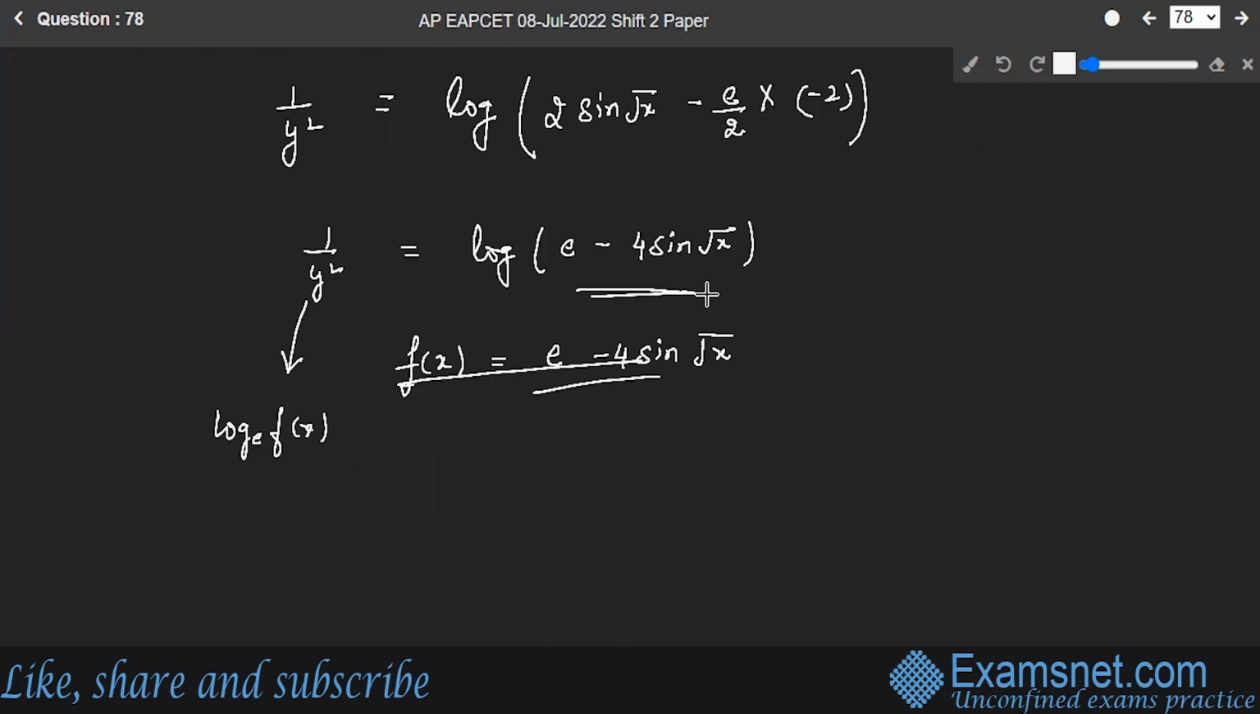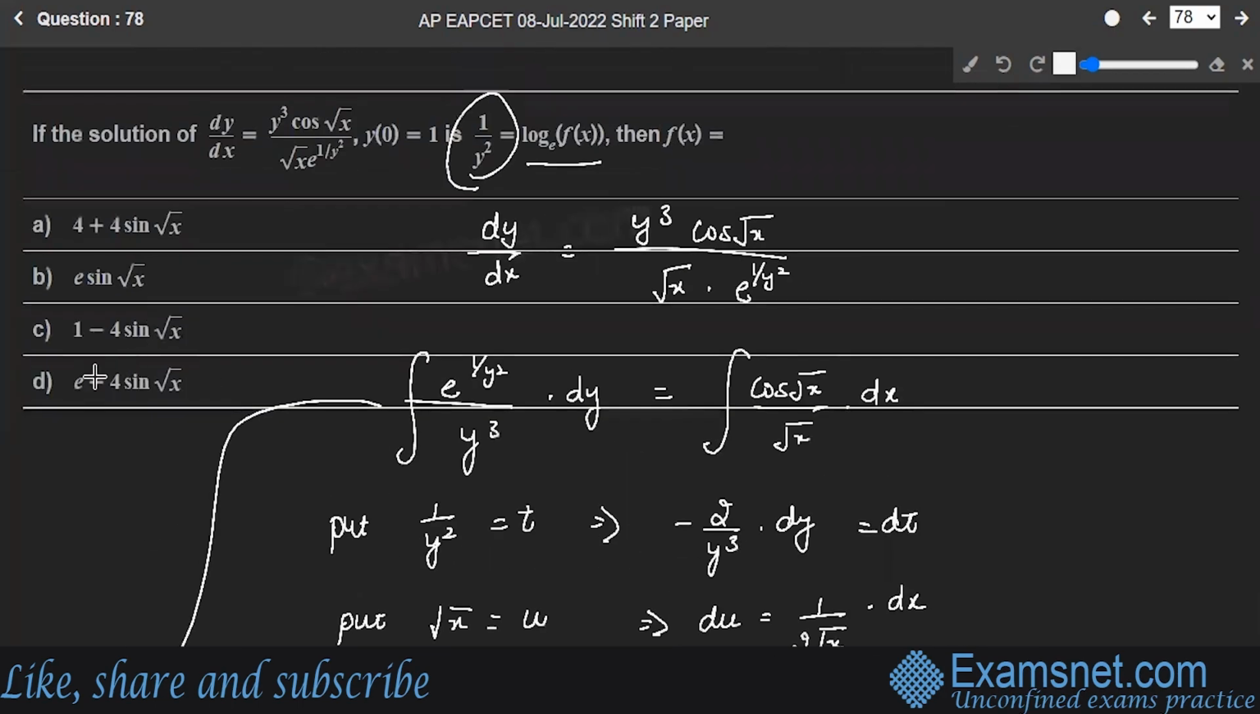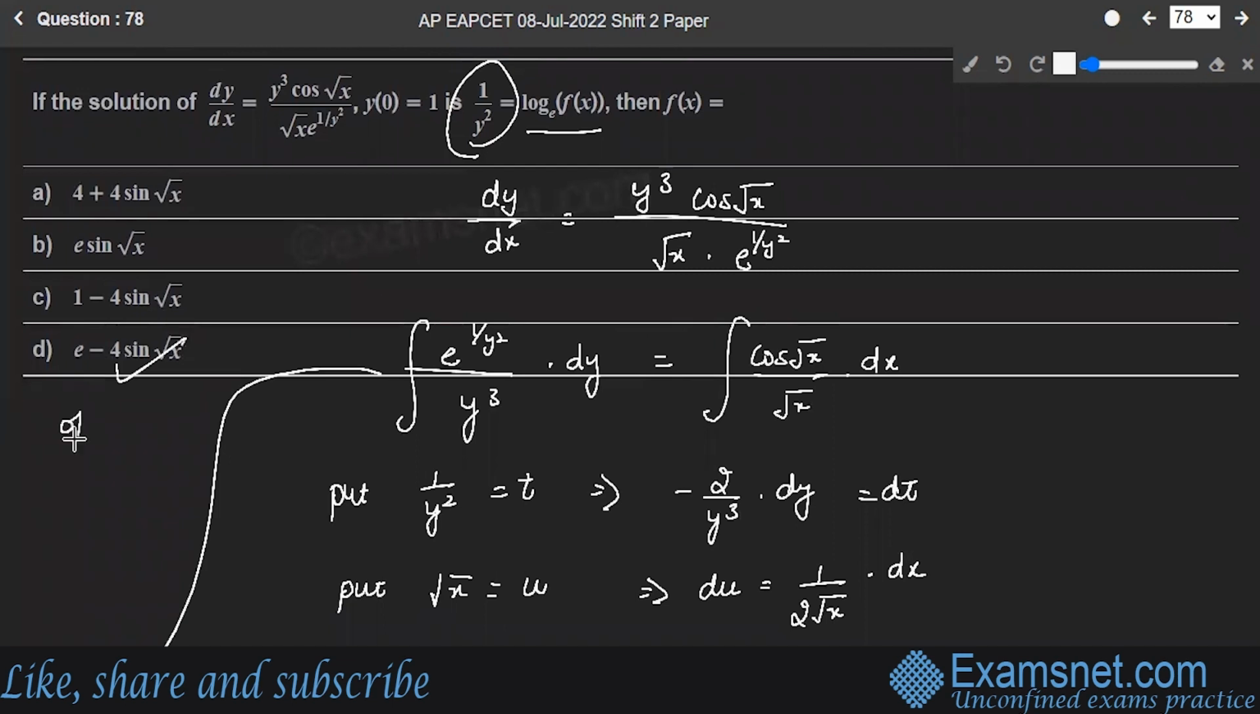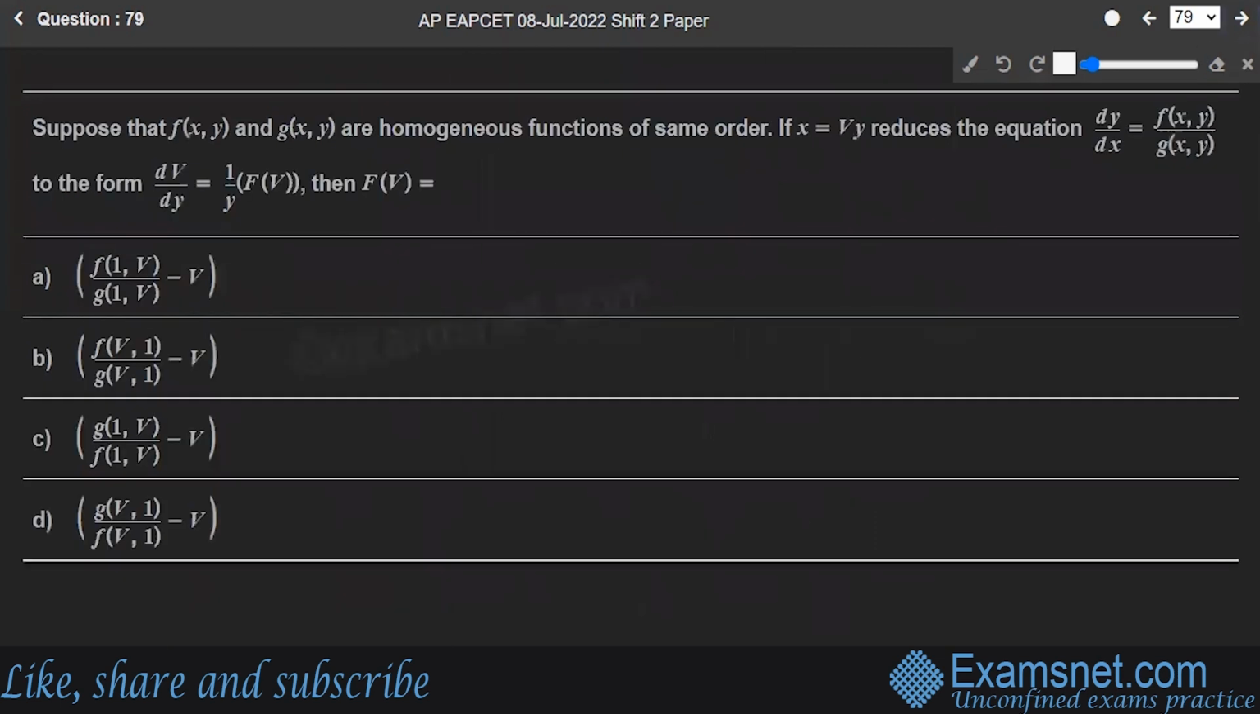Let's check with the options what we have. Option D is the answer. Hope you're clear with this. Let's move to the next question, number 79.